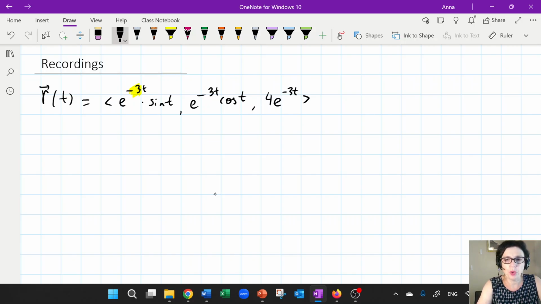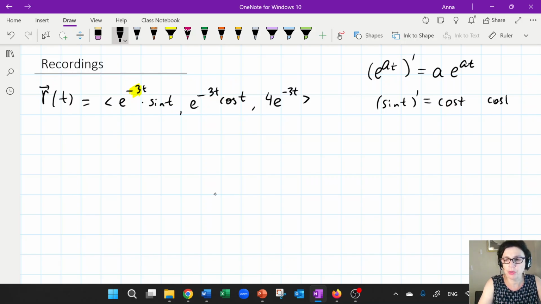First, you're going to need to know some basic derivatives. So e to the at derivative is a e to the at. So a is just a number, and this comes straight from chain rule because derivative of at is a. And derivative of e to the power u is e to the power u. Also, you need to know that derivative of sine t is cosine t, which hopefully you know. And also derivative of cosine t is negative sine t.